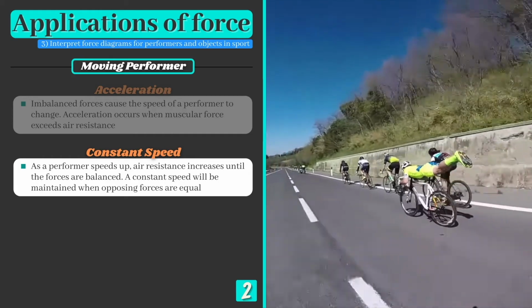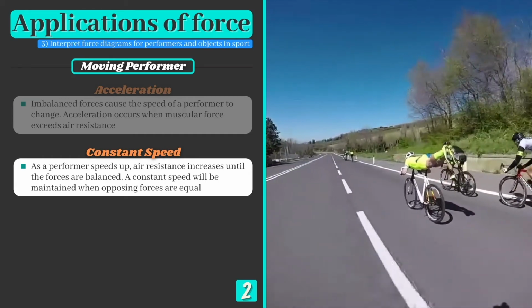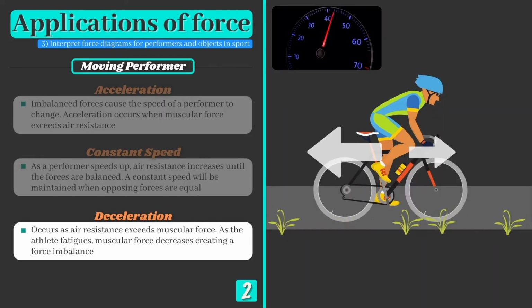Some cyclists have discovered innovative ways of minimizing air resistance so that they can achieve greater speeds without needing to apply more force to the pedals. Finally, muscular force lessens over time as the cyclist begins to fatigue. The force of air resistance now exceeds muscular force, causing them to decelerate or slow down.